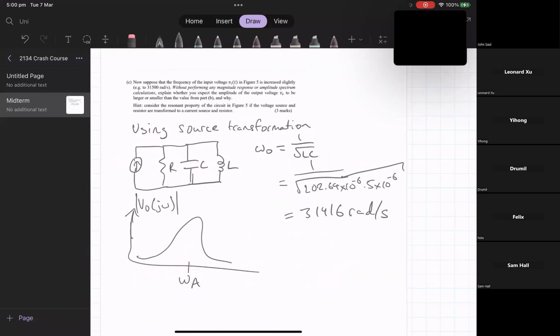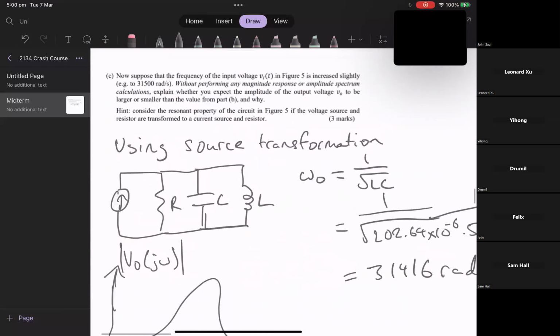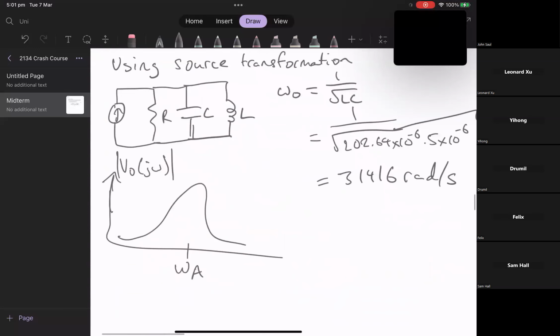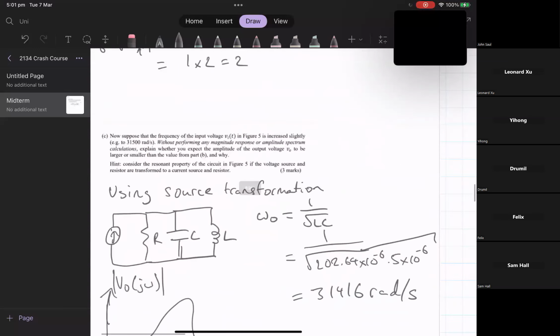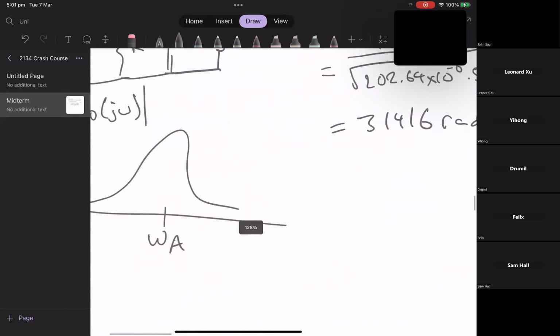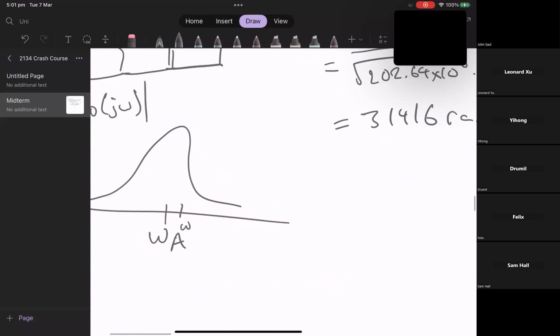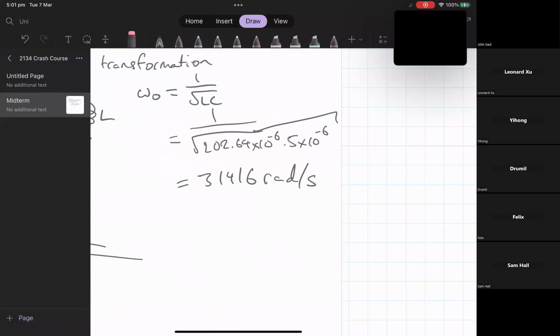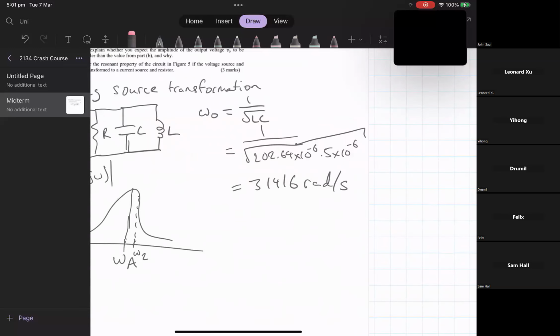Yes, so you'll need to write out an explanation explaining resonance. So you could explain that as you increase omega to 31,500 radians per second, we'll say that this is our omega 2. We can see that it'll be slightly larger than our resonant frequency, which we determined was omega A. So you can say that since we've determined that omega A is the resonant frequency, any change in frequency will result in a smaller magnitude.